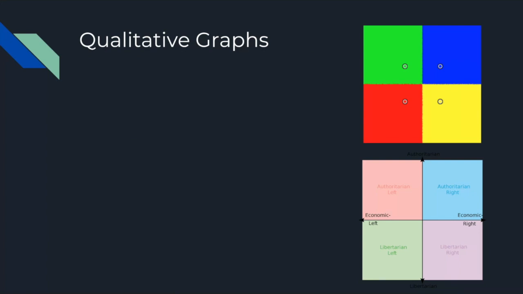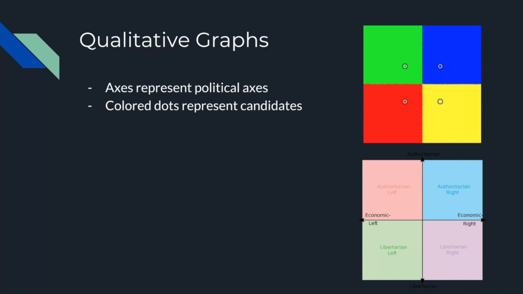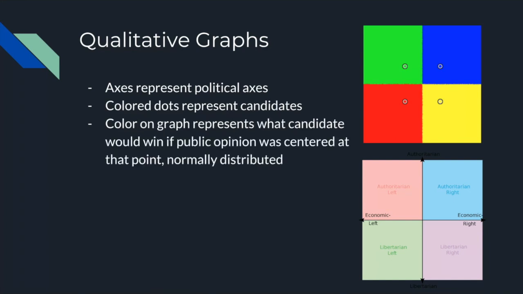One reads this output like a political compass. The X and Y axes represent individual political spectrums. Each colored dot represents a particular political candidate and where they lie on the compass. The colored area of the compass corresponds to the color of the winning candidate.